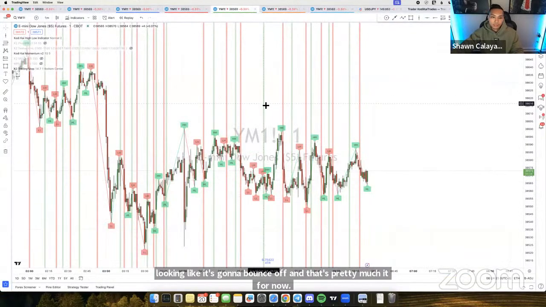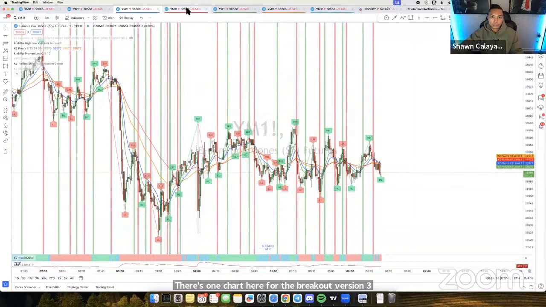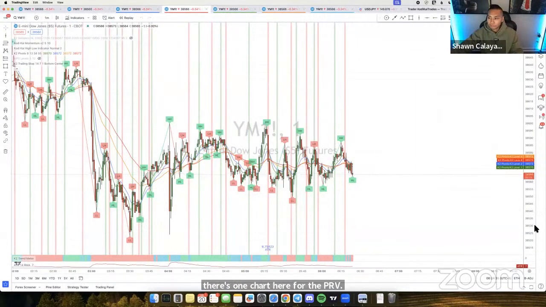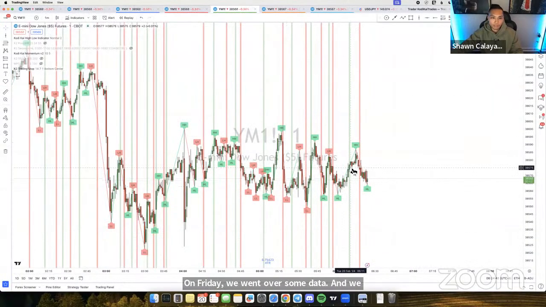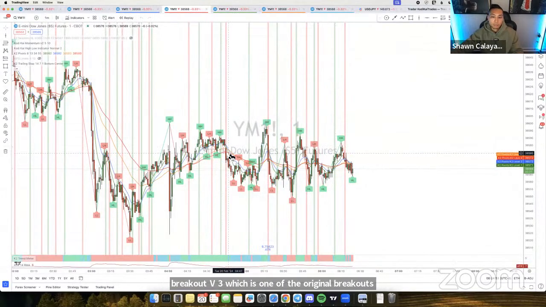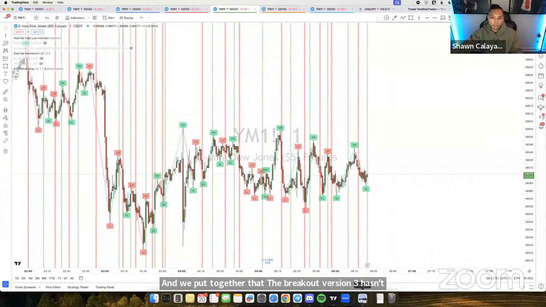So guys, you'll see that there's another chart here. There's one chart here for the breakout version 3, and there's one chart here for the PRB. And then of course our main chart over here as well. So if you guys sat in on the mentoring session from last week, on Friday, we went over some data and we looked at the breakout V3, which is one of the original breakouts that we were using prior to the PRB. And we put together that the breakout version 3 hasn't lost all February. So it's pretty remarkable, the data that I was able to pull.